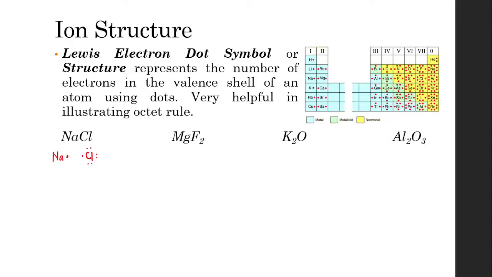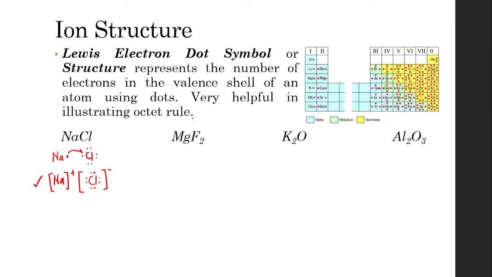Since our sodium is our metal, it is ready to lose an electron. So it will donate one of its electrons to chlorine, which will now give our Na, we'll write it in brackets, a positive charge, and our Cl in another bracket, but this time it will have 8 electrons around it, and it will have a negative charge. So this is now the Lewis dot structure for our sodium chloride.